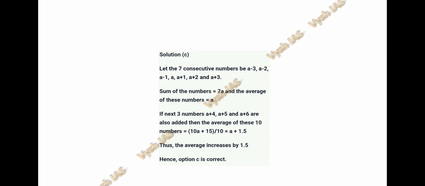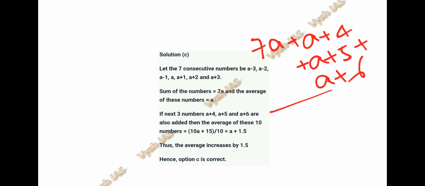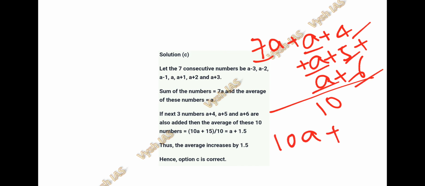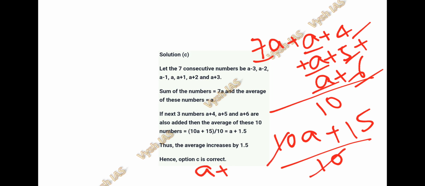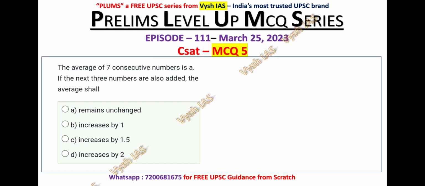So the sum of these 7 numbers is nothing but 7A plus A plus 4 plus A plus 5 plus A plus 6, by 10. This is what we have to find out. 7A plus A, 8A, 8A plus A, 9A, 9A plus A, 10A. 10A plus 4 plus 5 is 9, 9 plus 6 is 15, 15 by 10. So this 10 and this 10 get cancelled, and A plus 15 by 10 is nothing but A plus 1.5. So that will be the final answer. There will be an increase of 1.5. In the options, option C says the average will increase by 1.5. This is the correct answer for MCQ number 5.